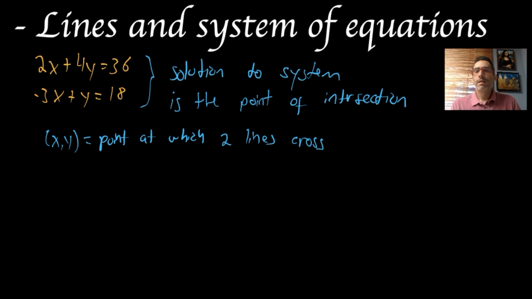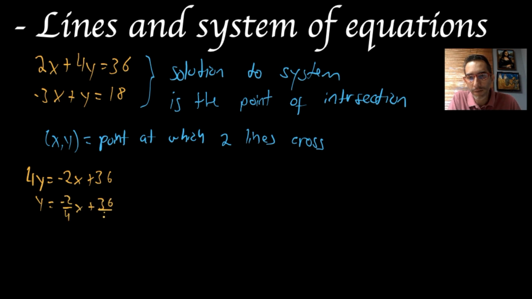So let's try to see this visually. Again, let's start by rewriting the equations. The first equation, step by step, is 4y equals negative 2x plus 36, y equals negative 2 over 4 x plus 36 over 4. So y is equal to negative 1/2 x plus 9. So I know the slope and the y-intercept. The second expression, if I rewrite it, is y equals 3x plus 18. We know the slope and the y-intercept.